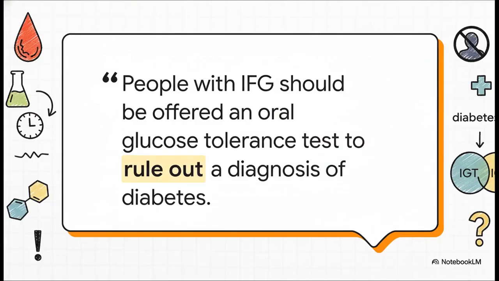So, what do you do with this information in practice? Well, this guideline from Diabetes UK is key. If you discover a patient has impaired fasting glucose, the recommendation is to offer them an OGTT. This does two things. One, it helps you definitively rule out overt diabetes, and two, it lets you check if they also have impaired glucose tolerance at the same time.